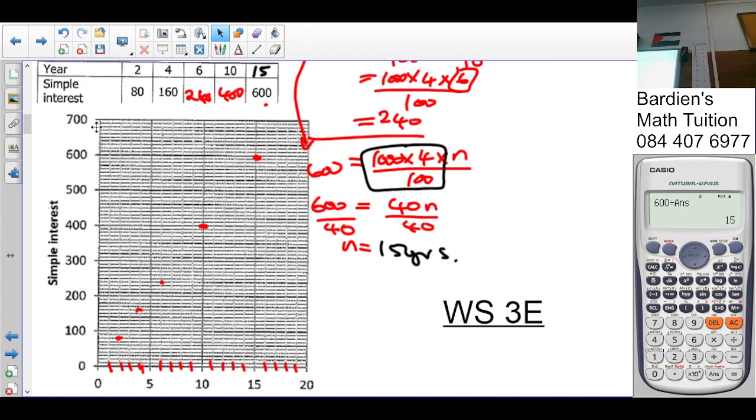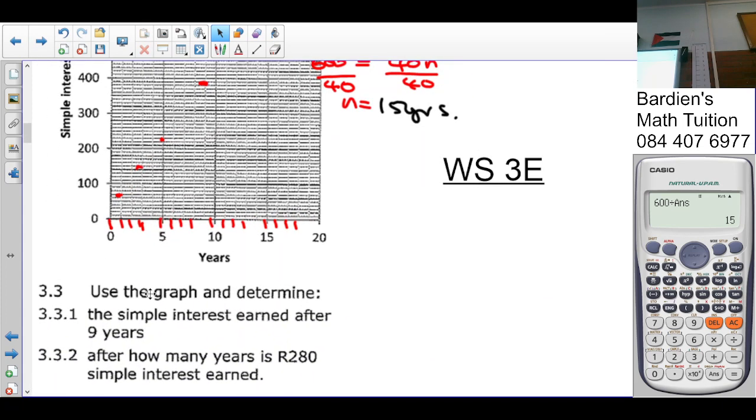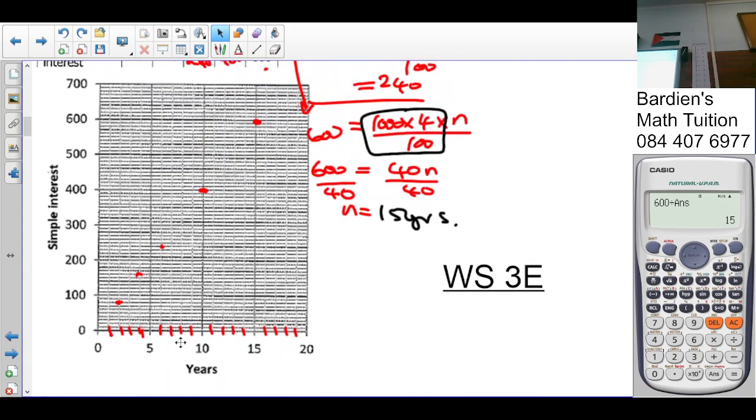So let's go. The question then says, use your graph to determine the simple interest earned after 9 years. So what we do is we take a pencil and we go to 9 years. You all agree that is 9 there. So what's the interest after 9 years?